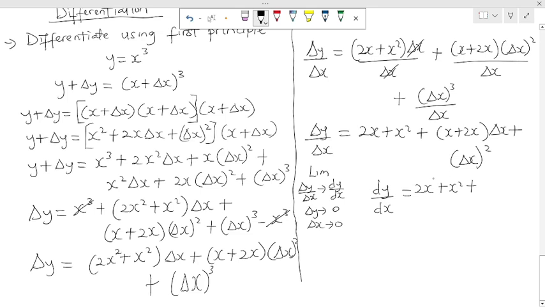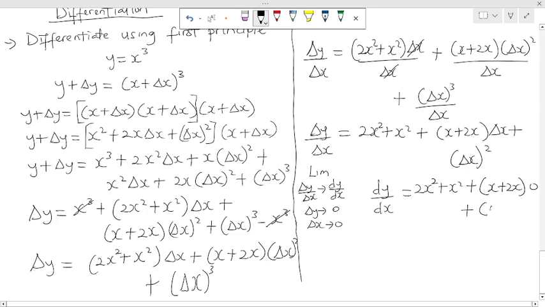We have 2x squared. So 2x squared plus x squared, sorry about that, 2x squared plus x squared plus x plus 2x times 0 plus 0 squared, so dy dx is equal to 3x squared plus 0 plus 0. So the final answer is 3x squared.